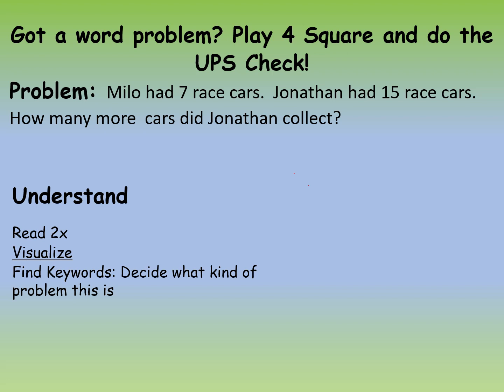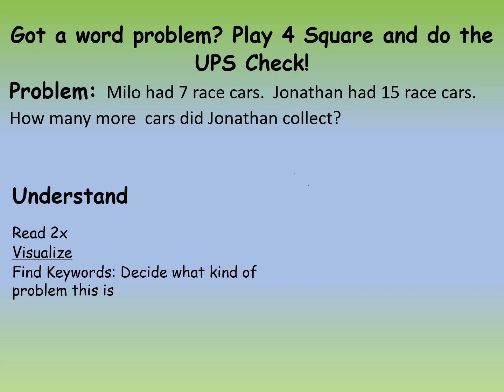Ready? Let's go. Milo had 7 race cars. Jonathan had 15 race cars. How many more cars did Jonathan collect? Let's read that one more time. Milo had 7 race cars. Jonathan had 15 race cars. How many more cars did Jonathan collect?